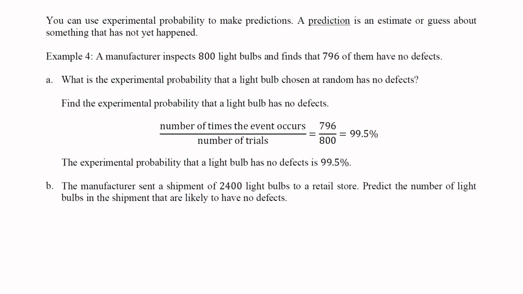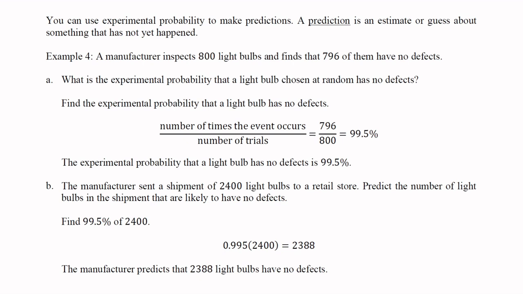The manufacturer sent a shipment of 2,400 light bulbs to a retail store. We're going to predict the number of light bulbs in the shipment that are likely to have no defects. So now we have found by experiment that 99.5% are not defective. So we are going to find 99.5% of 2,400 by taking 99.5% expressed as a decimal, which is 0.995, and multiplying it by the total number of light bulbs, which is 2,400. And that gives us 2,388. So the manufacturer predicts that 2,388 light bulbs will have no defects.